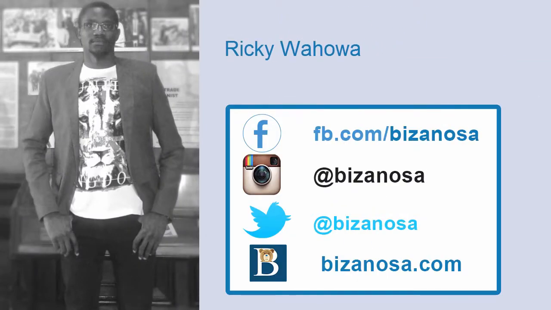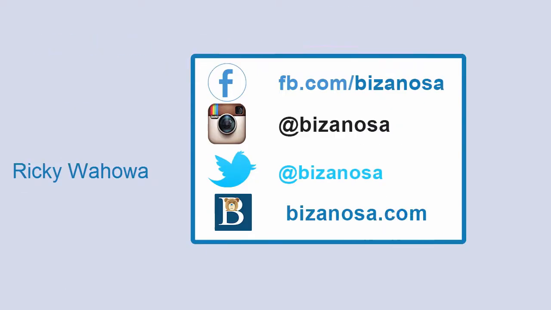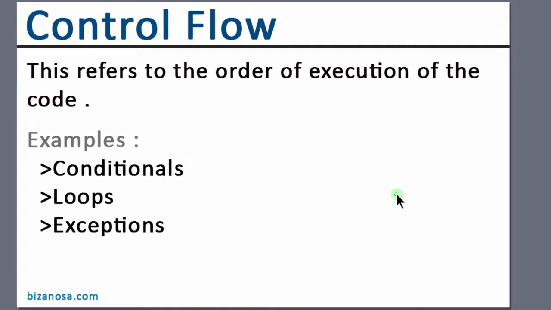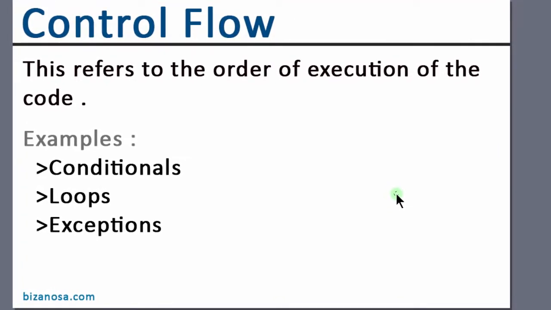Hi and welcome. In this section, we're going to start looking at control flow. Now, in programming, we have something called control flow. What control flow is, is just a way to tell the execution how the program should run and jump from one section to another. I can say control flow refers to the order of execution of the code. So the order of execution.